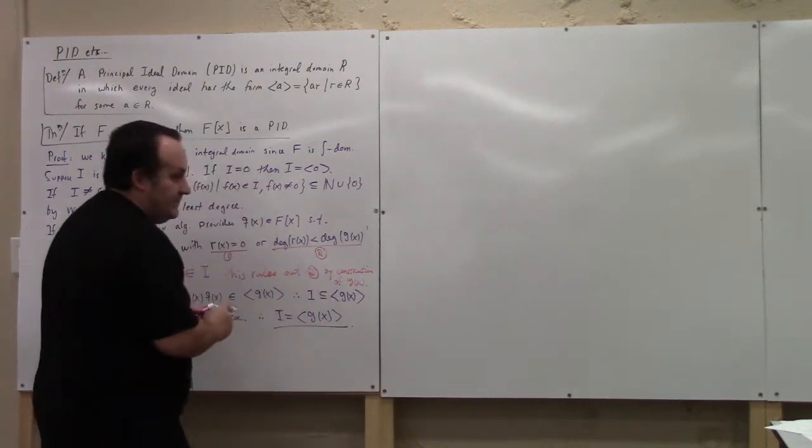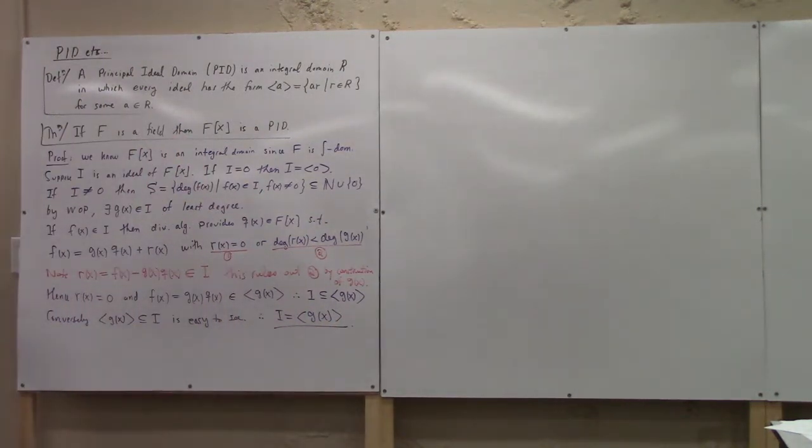But I was an arbitrary non-zero ideal, and we've shown it's principal. So if it's zero, it's principal. If it's non-zero, it's principal. All the ideals are principal. That's the theorem for polynomials over a field.